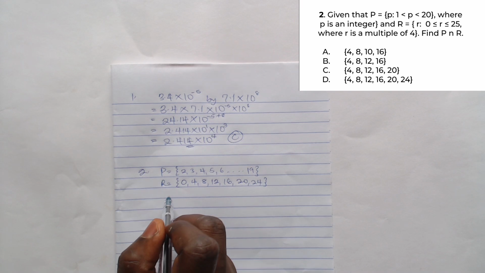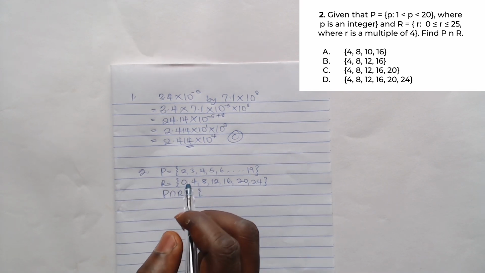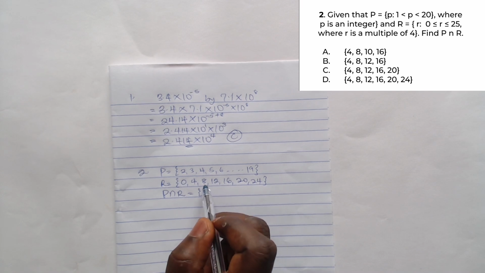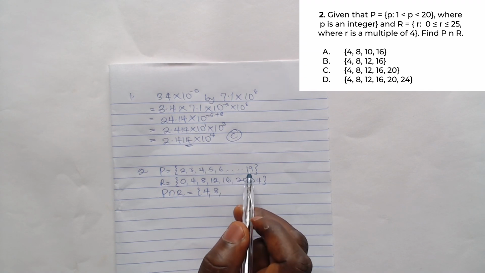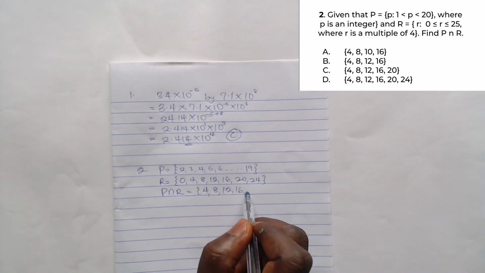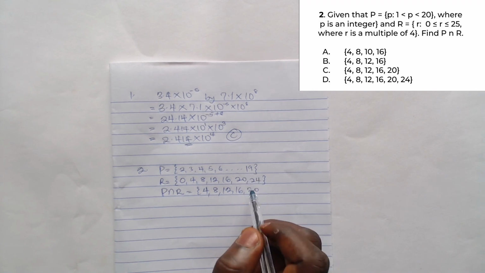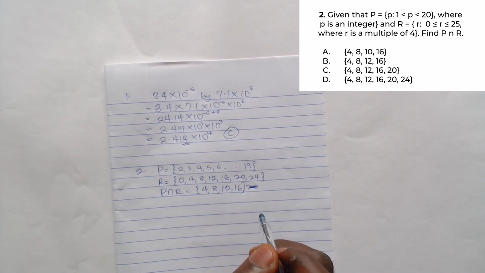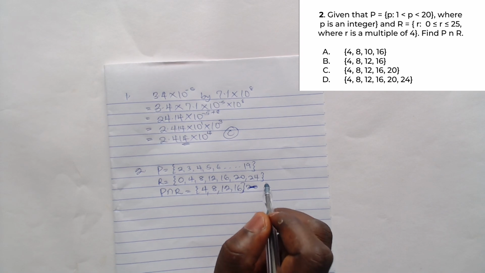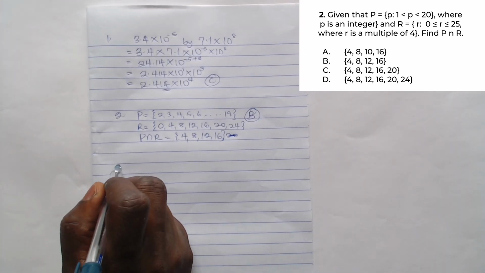We have to find P intersection R, that is what is common to both P and R. And if you look at it, you see 4 is common, 8 is common. Remember that this is from 6 to 19. 12 is common, 16 is common, 20 is not common because this one does not contain 20. So the final answer is 4, 8, 12, 16. For question number 2, the final answer is B. B is the correct answer for question number 2. Let's move to question number 3.